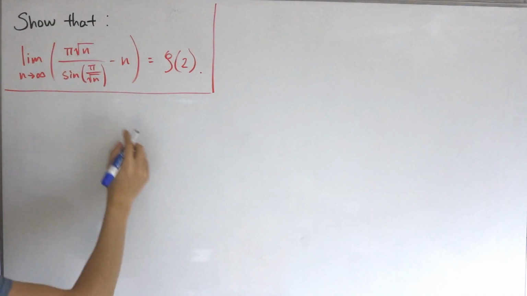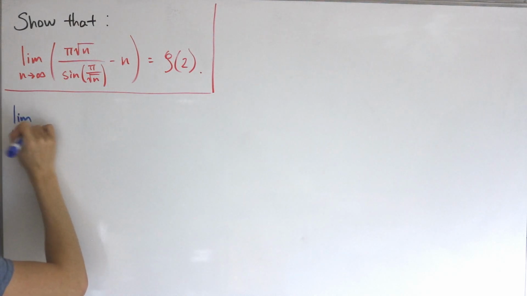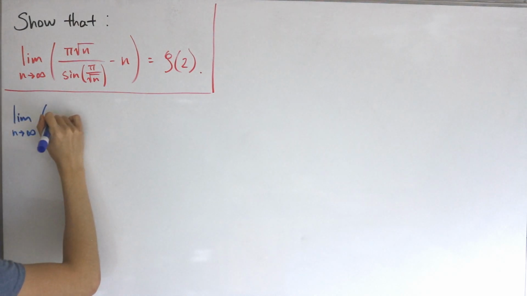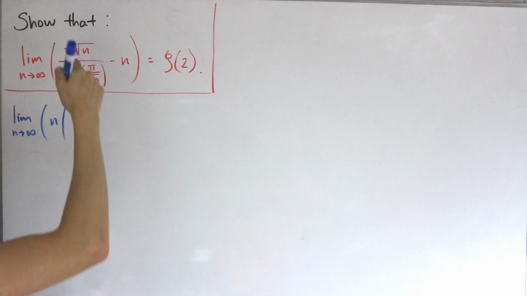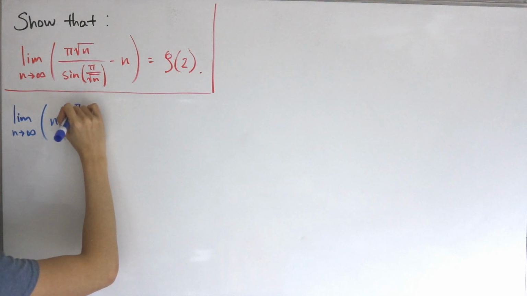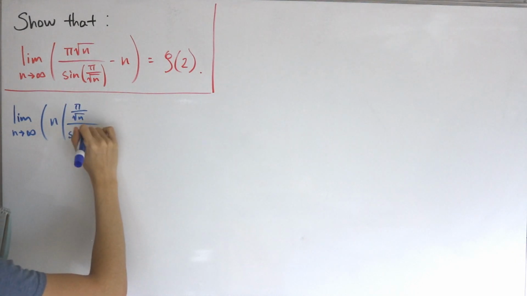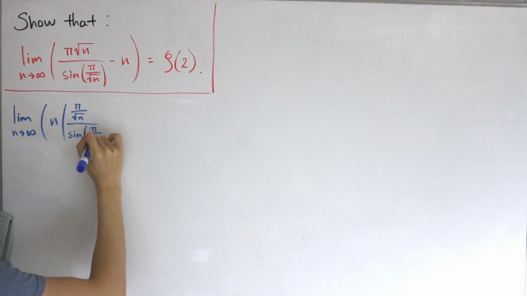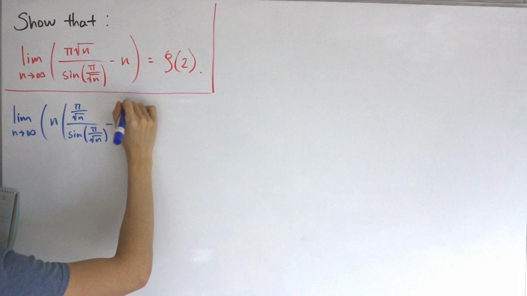The first thing we'll do is factor out the n of our limit. Let me write this in parentheses first. So the limit as n approaches infinity of n, and then multiply. We have a square root of n at the top. If I factor that n out, that's written as pi divided by the square root of n, divided by sine of pi divided by the square root of n, and then just subtract 1 over here.